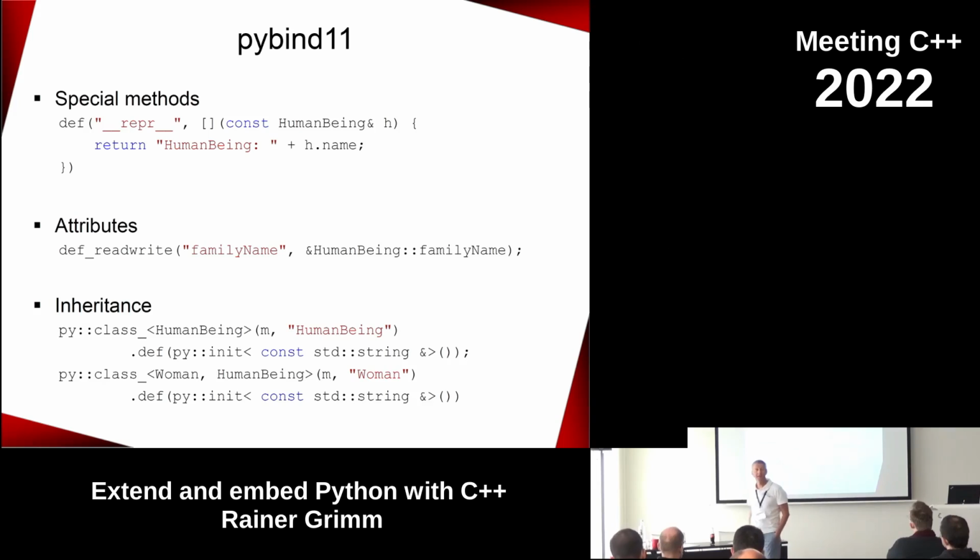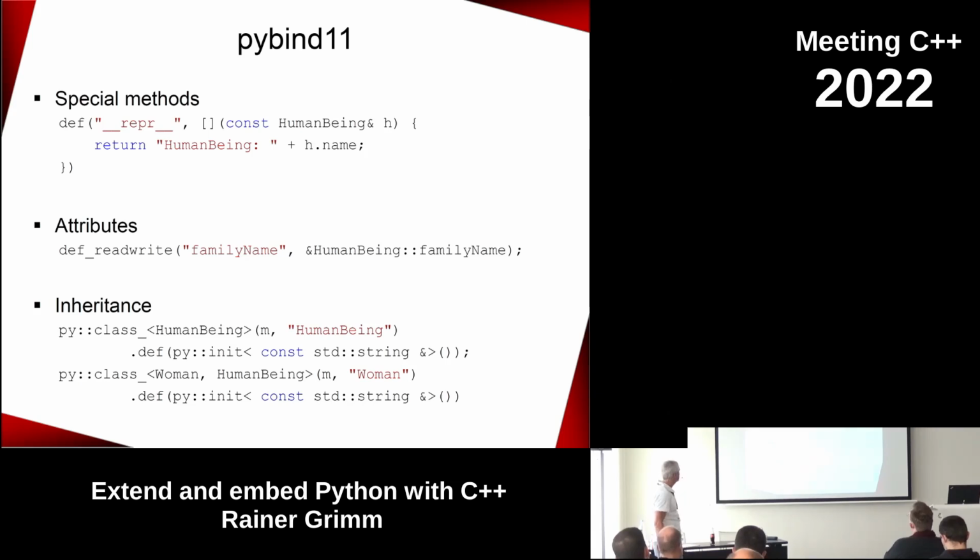This is extremely convenient. So now my data type supports being displayed in the REPL, and when it's displayed, it says human being and the name of this human being, h.name. This is extremely convenient. I just annotate a lambda. Of course, you could also annotate any callable. I can have attributes which are read-write. They could only be read or could only be write. But here I used read-write.